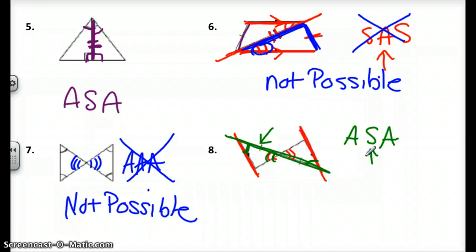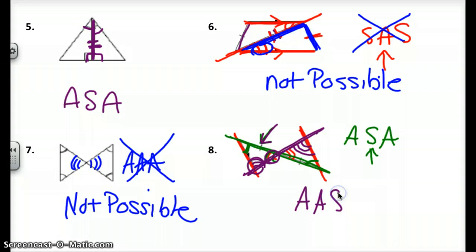Some people might be saying, I see this line right here. I see that transversal and I wanted to mark this. Would that have been okay? Yes, that would have been okay. Then I would have this angle and this angle and that side. So it would be angle, angle, side, because the side isn't between those two angles.